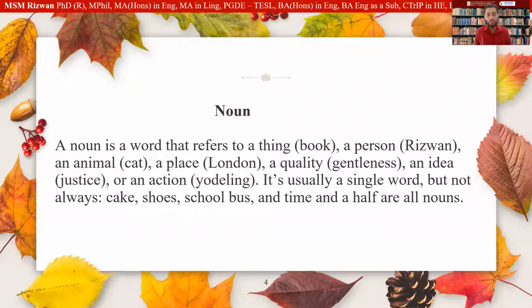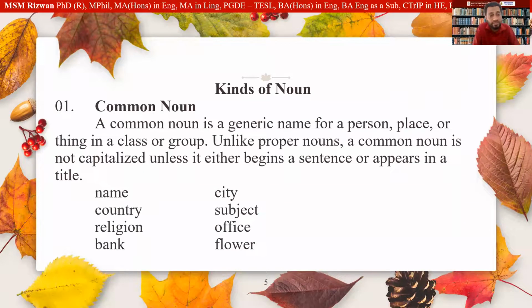So dear students, now you know what a noun is. Now let us move on to the next topic, the kinds of nouns. First of all, let us discuss the common noun. You must know what a common noun is in the English language. Here, a common noun is a generic name for a person, place, or thing in a class or group.